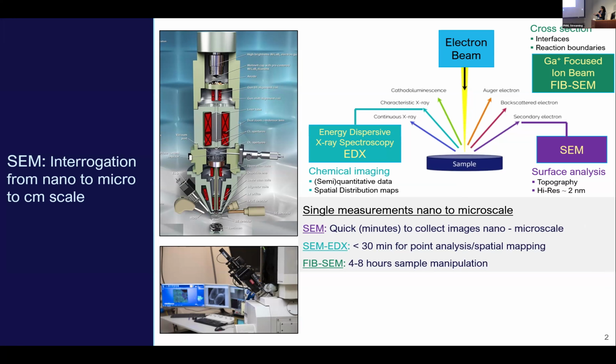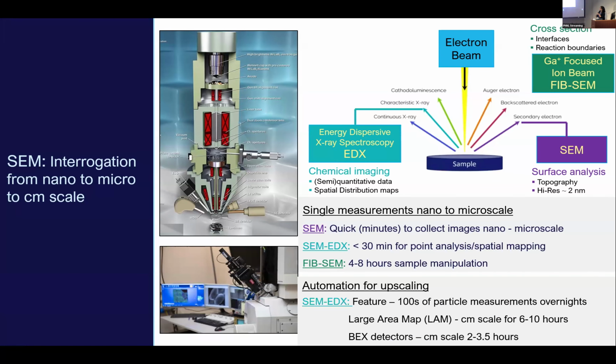Just giving a little bit of detail on the speed of these techniques. If we're doing single measurements at nanoscale or microscale, then the SEM technique is fairly quick. In minutes, we can collect these images. For the EDX, depending on the sample and the concentration, it can be 5 to 30 minutes, depending on whether we're doing point analysis or maps. And FIB-SEM is a more challenging technique and requires more time, specifically for environmental samples, because they are probably one of the most challenging samples, since they contain soft material and hard material. So we can spend 4 to 8 hours depending on the type of sample.